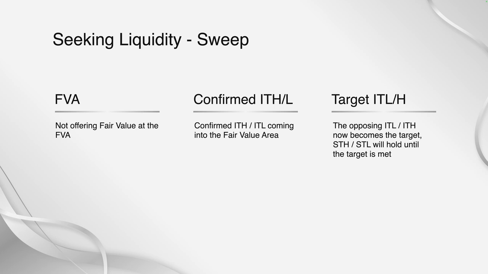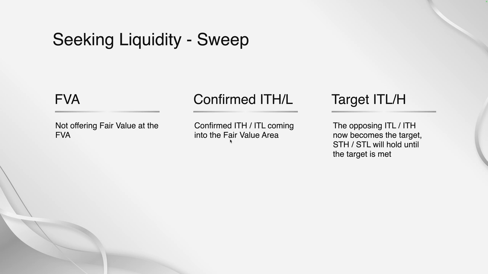Now, first things first, we have the FVA, the fair value area again. So we understand already from an institutional perspective, if we're not offering fair value at the fair value area right there, then we might be sweeping that liquidity instead. We might be continuing lower or continuing higher, relatively seen to what bearish or bullish price action is telling us. Now, the next step is a confirmed intermediate term high or low coming into a fair value area.